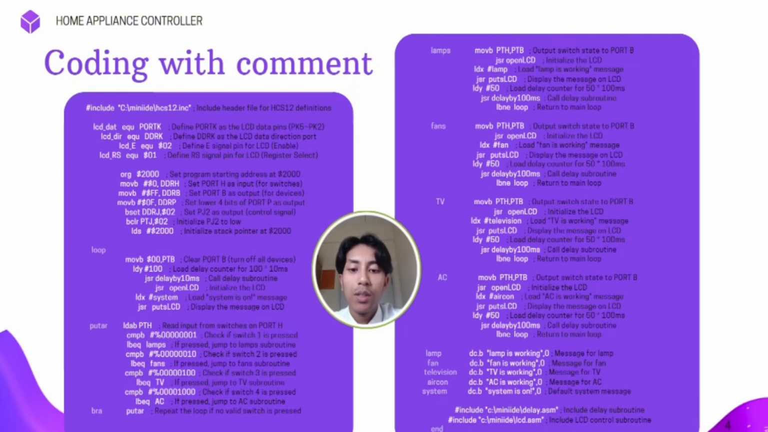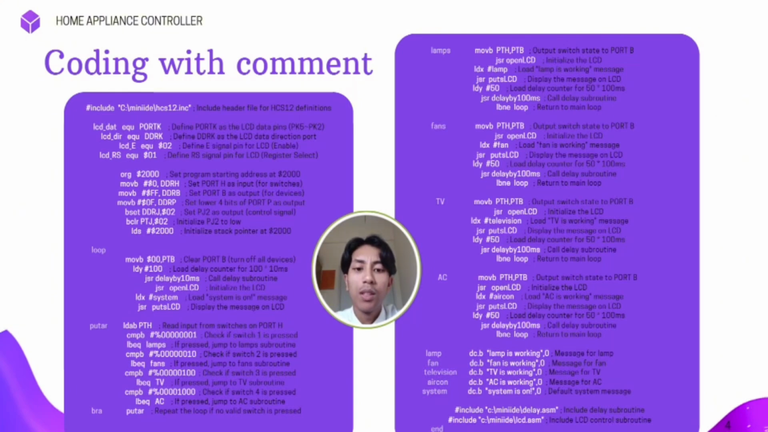So moving to the subroutines, I will give you one example, which is the subroutine lamp. When the switch is turned on, the LCD will display a message which is lamp is working, and a delay is added to ensure that the code runs smoothly. And I forgot to mention that an LED also will be turned on with the corresponding switch.